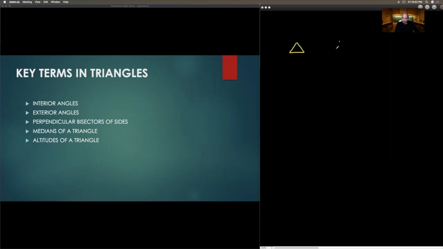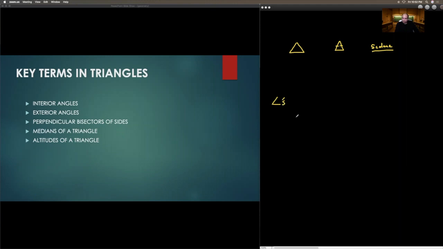Try to think of medians for isosceles triangles. Try to think of medians for scalene triangles. These are the three ways in which triangles got segregated based on length of sides and also based on angles.